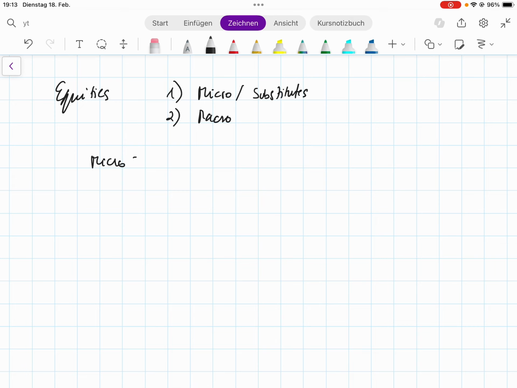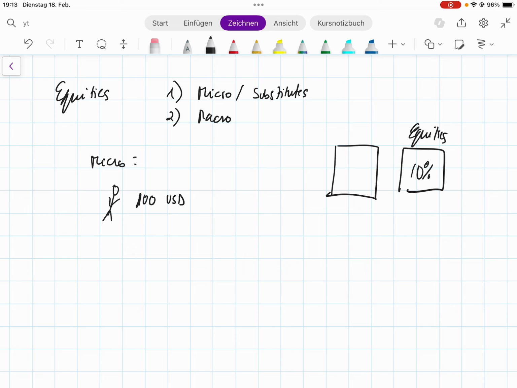On the micro view, let's say we have two options to invest. The first one is, let's say we have again Tom. This time he has $100, and he can invest in two assets. The first one is the equities market, 10%, and the second one is the American bank. So let's say interest rates, very simply put, basically, let's say this is 2%.